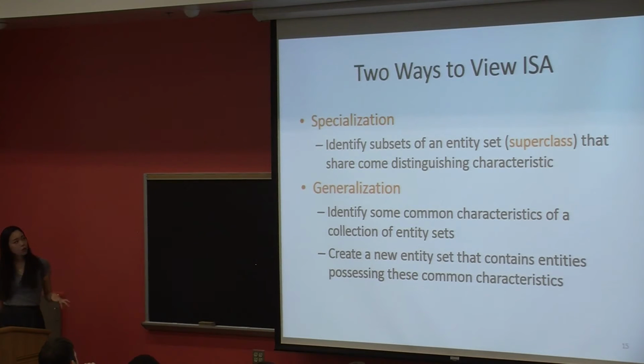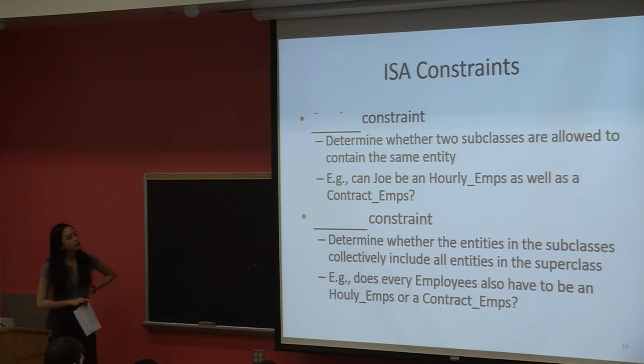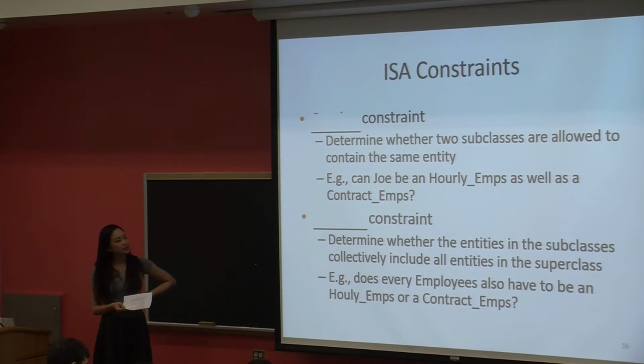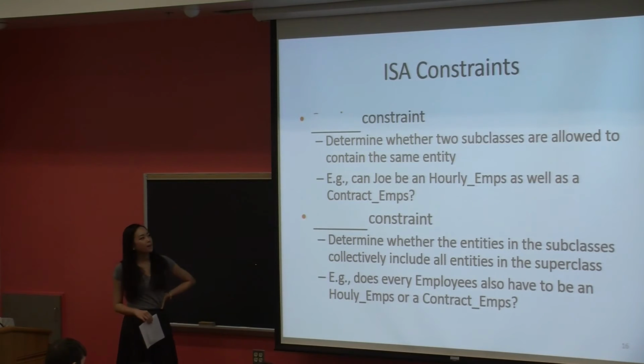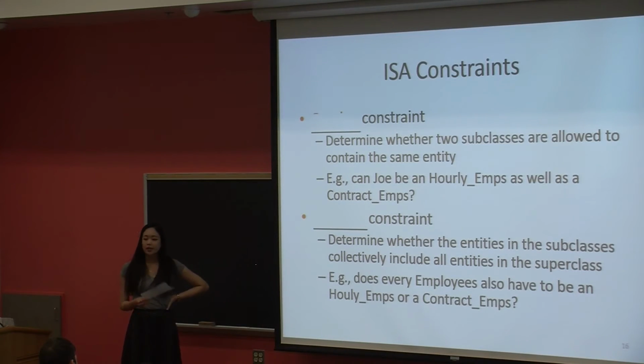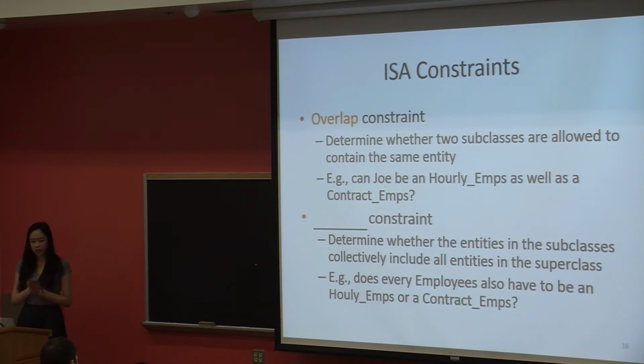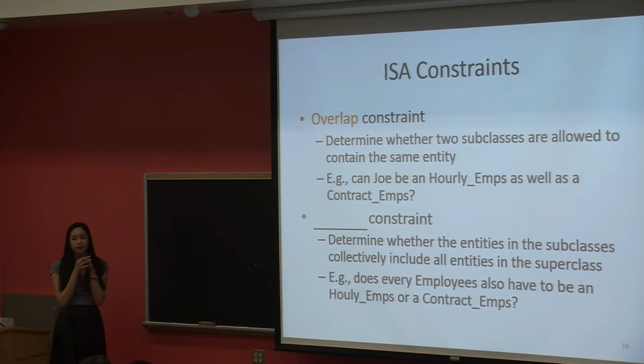Whenever you want to apply the ISA concept, there are different constraints that you want to think about. For example, the first one: we want to determine whether two subclasses are allowed to contain the same entity. What do I mean? In the hourly employee and contract employee example, should we allow an employee to be an hourly employee and a contract employee at the same time? Intuitively it should be no, right? It's kind of weird. But in other scenarios, it's possible that it can be both. So this we call the overlap constraint: whether the subclasses have any overlap between them.